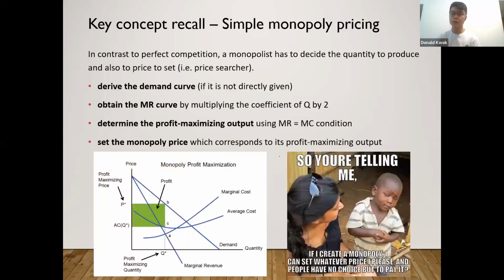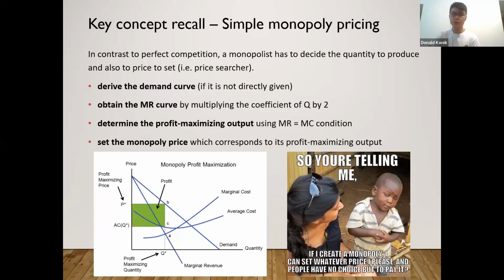As we have mentioned, a monopolist has the ability to set its own profit maximizing price and quantity. So this is why it is said to be a price searcher. So how can a monopolist set its own profit maximizing price and quantity then? Actually, there are 4 universal steps that you can follow through so that you can solve problems involving simple monopoly pricing. Okay, so step 1 is to derive the demand curve if it is not directly given to you in the question.